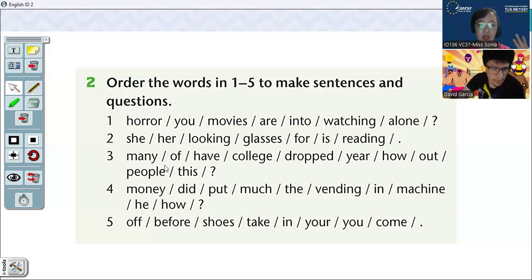Then the third one is a question as well. The next one. How?